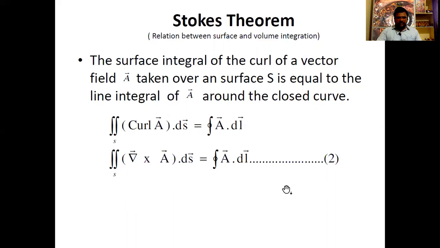So this equation, that is double integral over S of del bar cross A bar dot ds bar is equal to the line integral over a closed path of A bar dot dl bar, is called Stokes theorem of vector calculus.